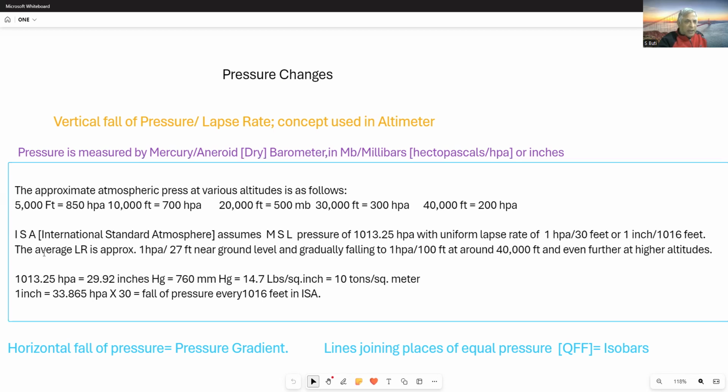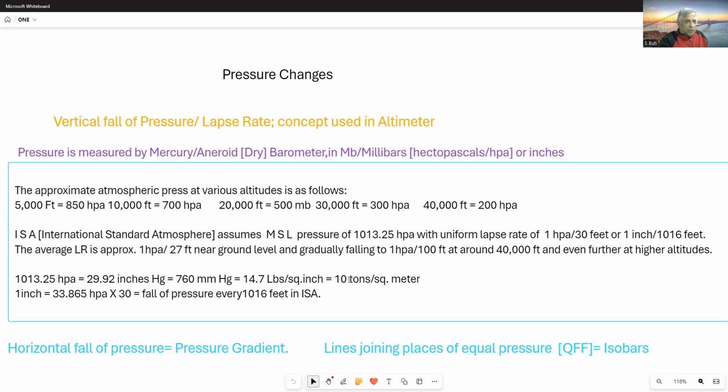The average rate of fall near the surface is maximum, around 1 millibar every 27 feet, and gradually keeps reducing. Around 40,000 feet, where most aircraft fly, it is 1 hPa every 100 feet and falls further even at higher altitudes. So average pressure around 5,000 feet is 850 hPa, and at about 40,000 feet, 200 hPa.